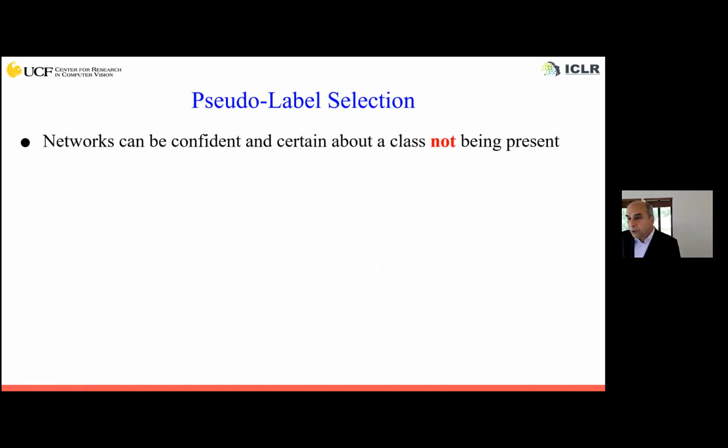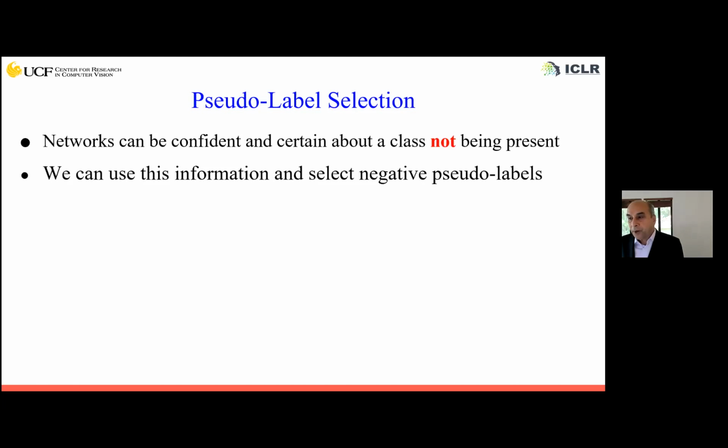The other point here is that the network can be confident that certain instances, certain classes, are not present in an image. So this information we can actually use for negative pseudo-labels. Because if it says that it's certain that this class is not present in this image, then we can use this information, and we are going to leverage that.